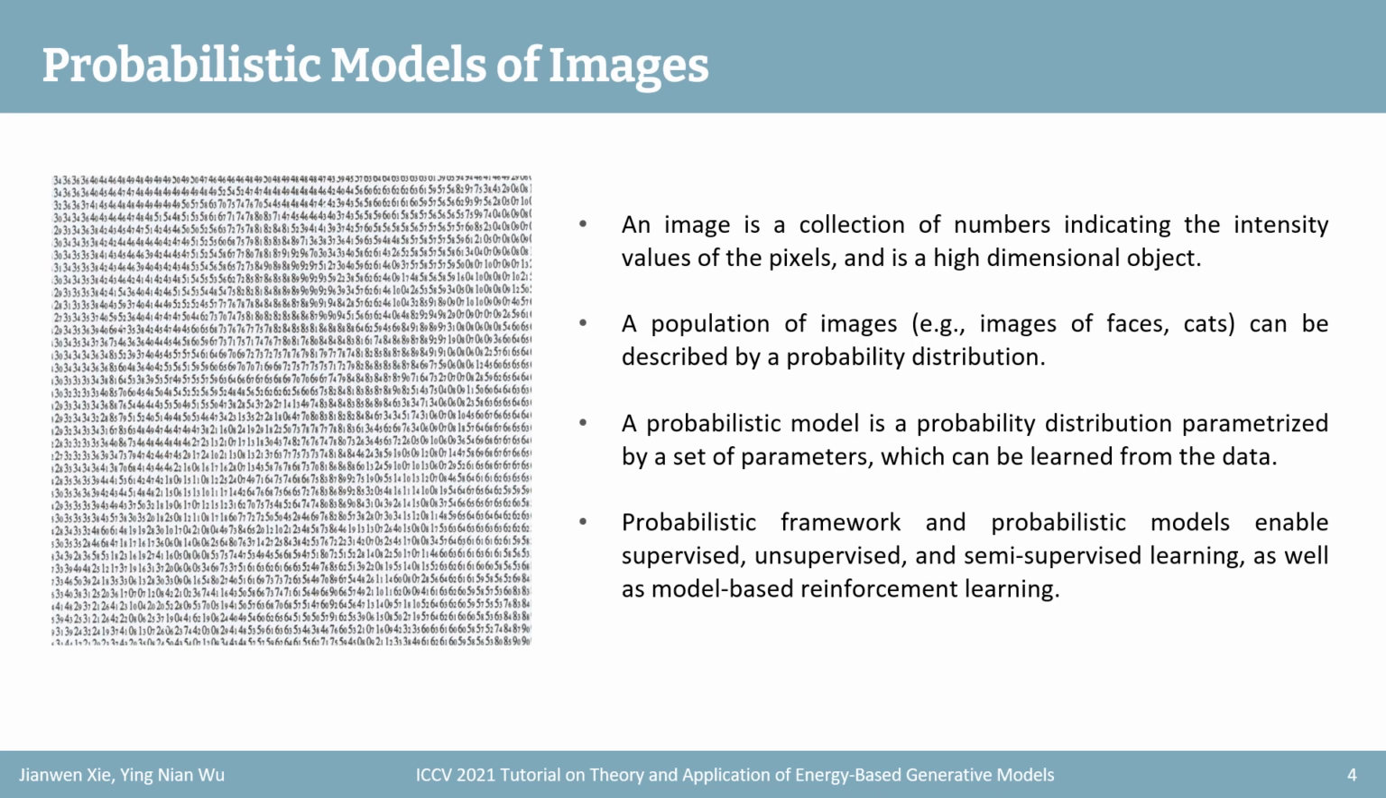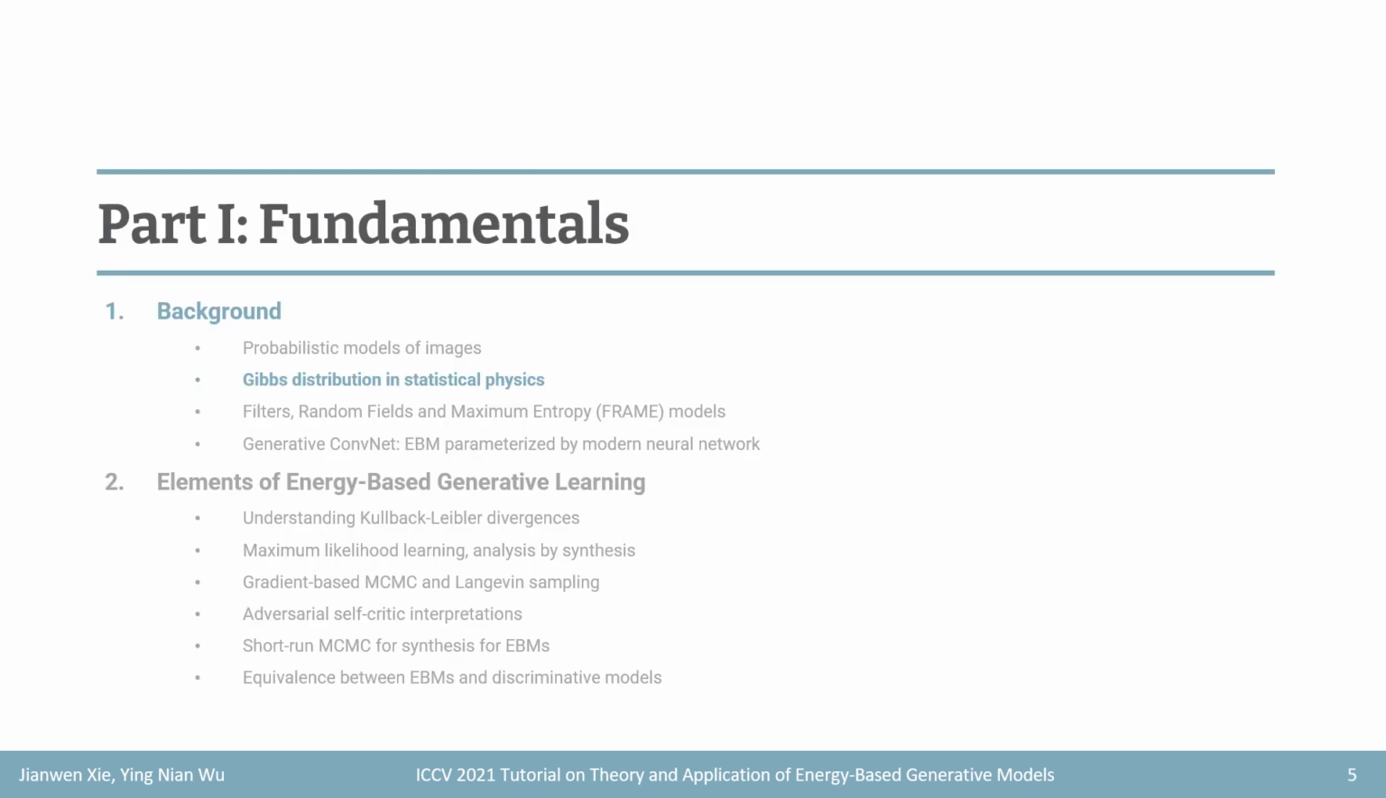Such a probabilistic model is useful for supervised, unsupervised, and semi-supervised learning, as well as model-based reinforcement learning. Therefore, studying probabilistic models is a fundamental problem in computer vision and machine learning. The energy-based model that we will study in this tutorial is one type of probabilistic models. We will talk about Gibbs distribution in statistical physics.